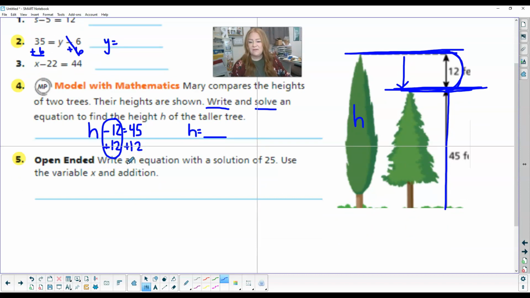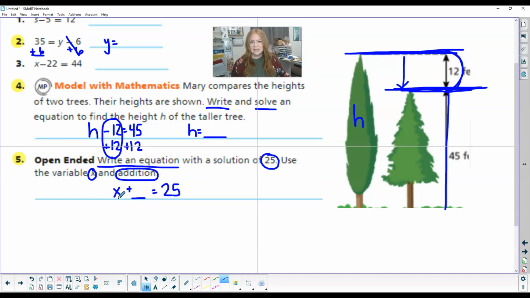Hey, number 5 asks me to write an equation with a solution of 25. So one side needs to be 25. So one side is 25. My variable is x, and I need to use addition. So I am going to say x plus, and then I can pick a lot of numbers to go here.